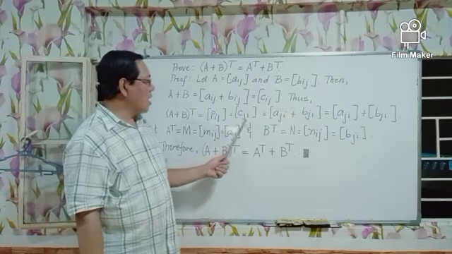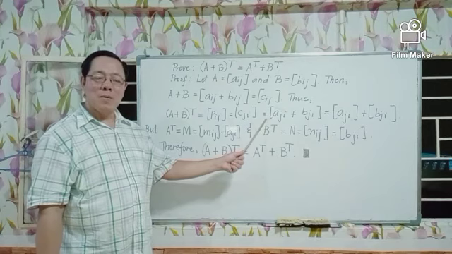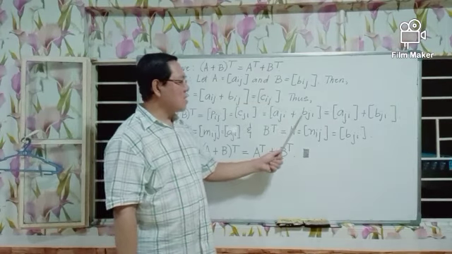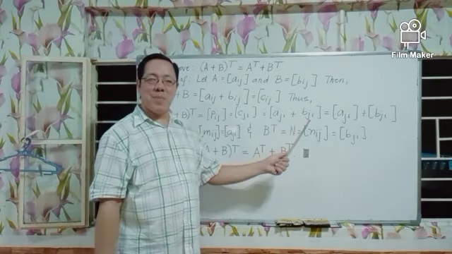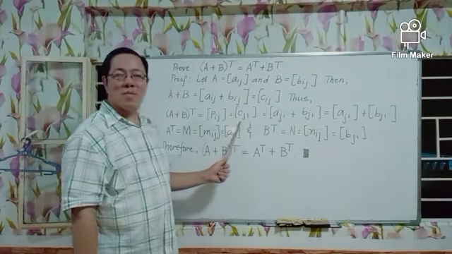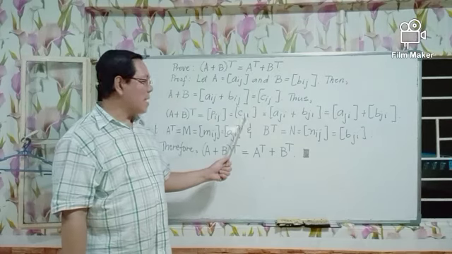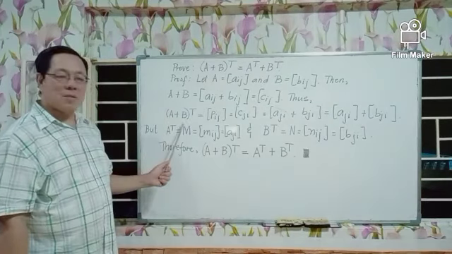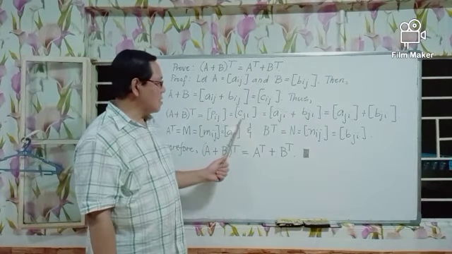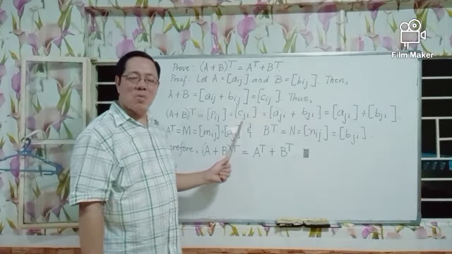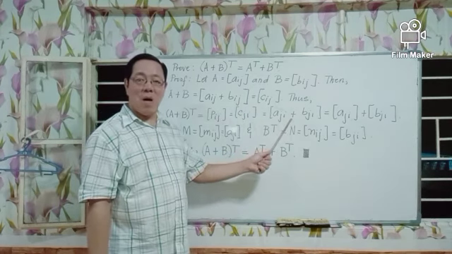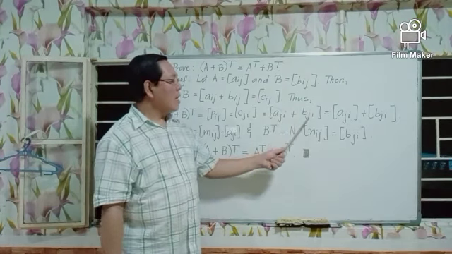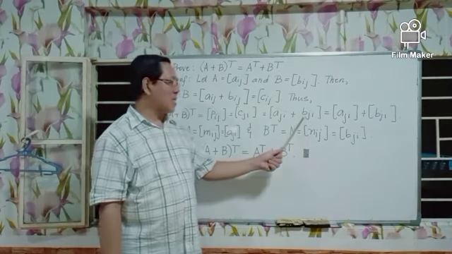Thus, C sub ji is equal to the matrix whose entries are actually the sum of the entries A sub ji plus B sub ji of matrices A and B. C sub ji is the entry in the j row and i column of A plus B. And because it is the entry in the j row and i column of A plus B, then it must be a sum of the corresponding entries in the j row and i column of matrix A and the entry in the j row and i column of matrix B.